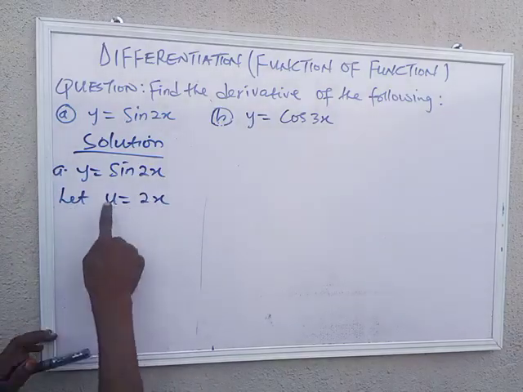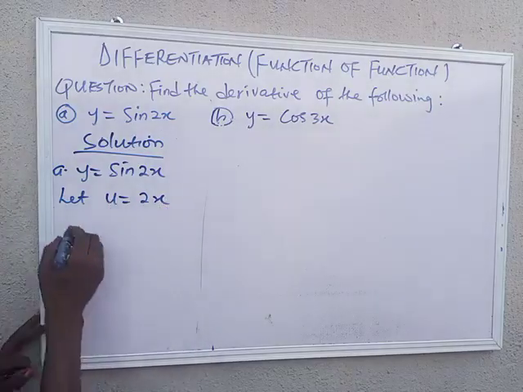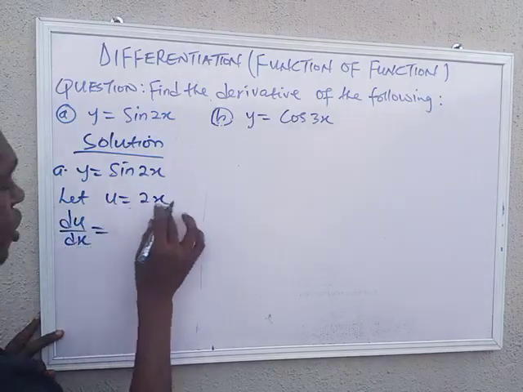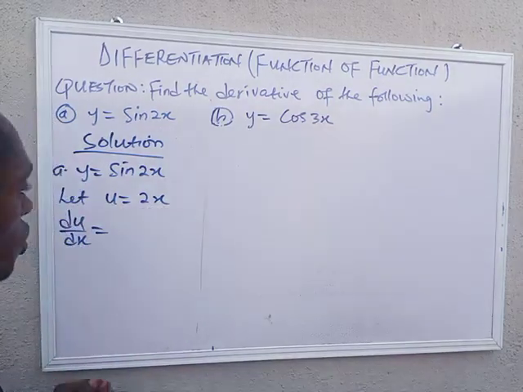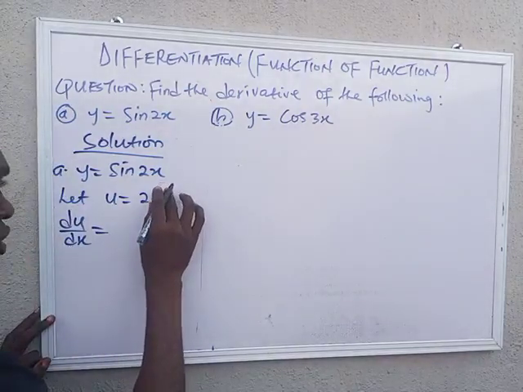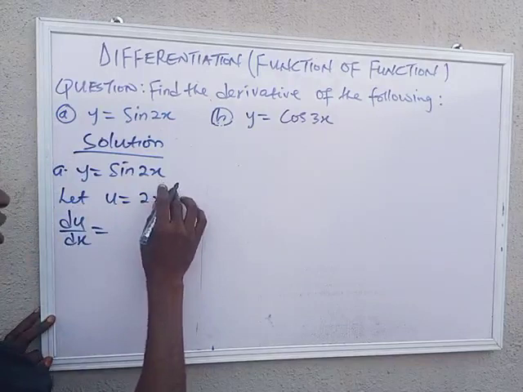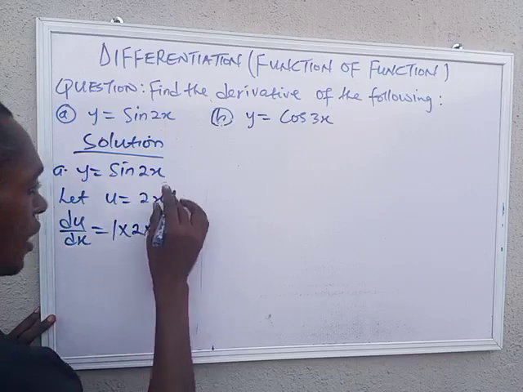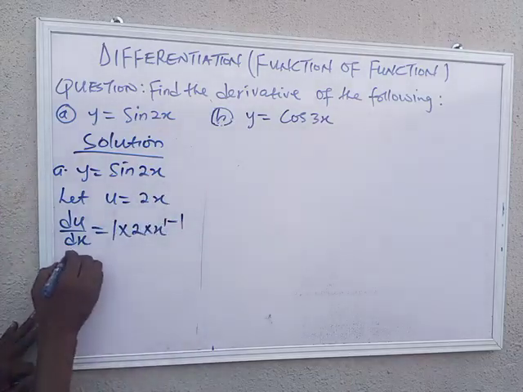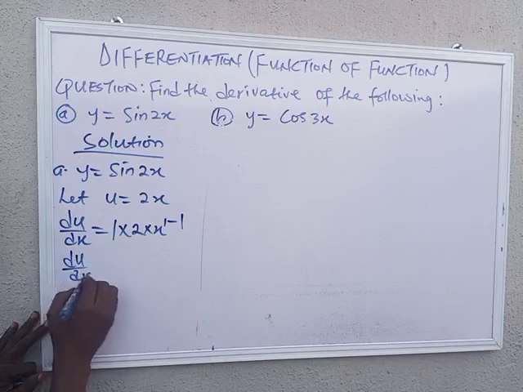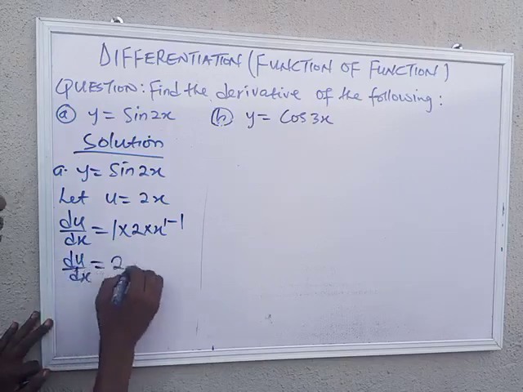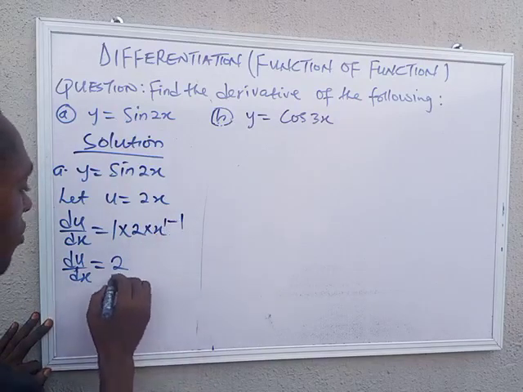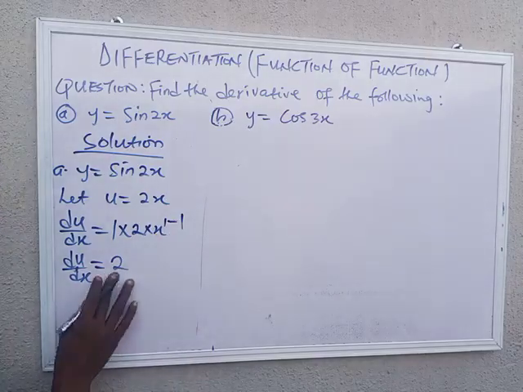So we're going to differentiate u with respect to x. So we're going to have du over dx, which is the differentiation of 2x. In our previous videos, we showed how to do this. The power of x here is 1, so 1 times the coefficient of x, which is 2, multiplied by x, and then the power here, which is 1, is reduced by 1. So we have du over dx is the same thing as 2. 1 times 2 is 2, and x raised to the power of 0 is the same thing as 1.